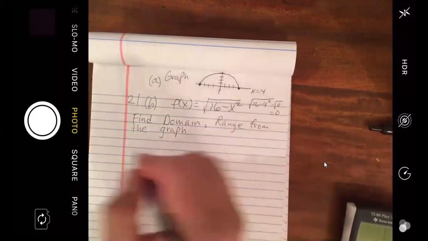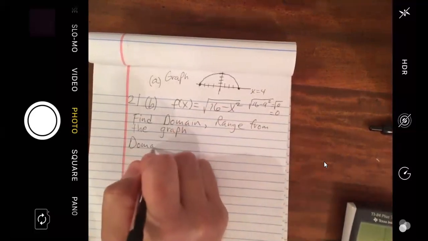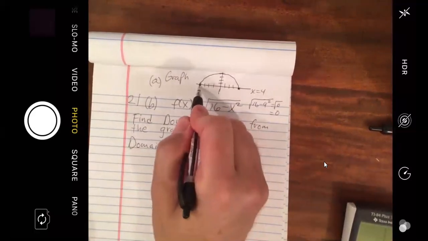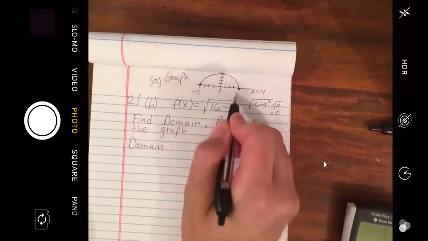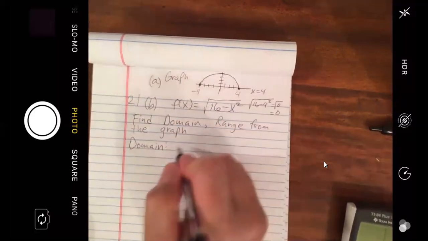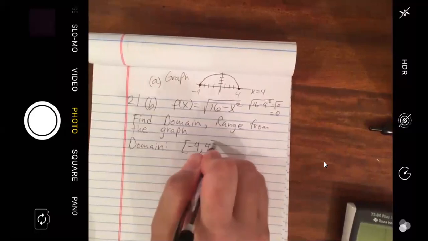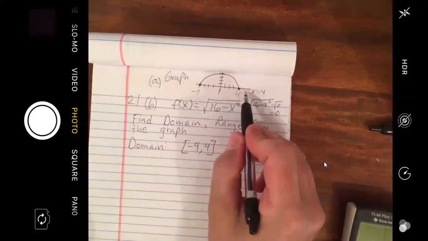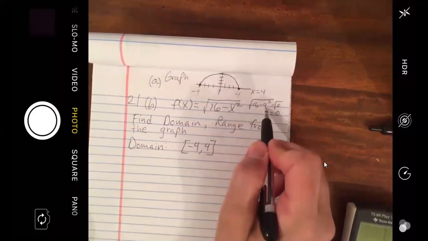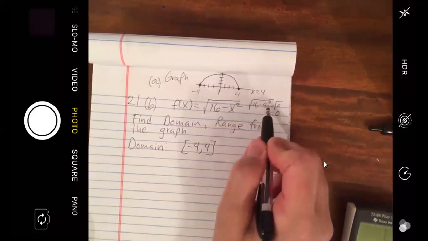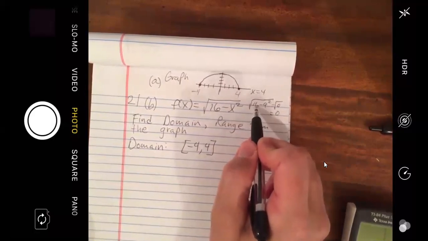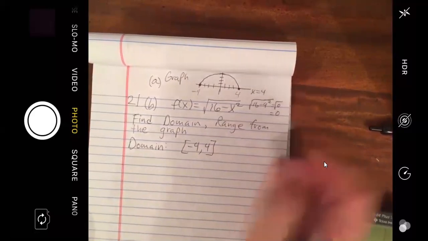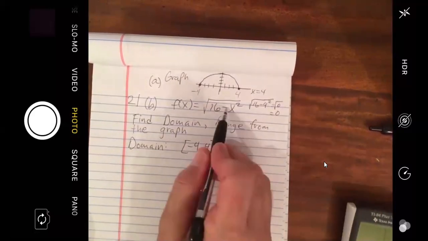Can you then tell what your domain is? Well, this x min is negative 4. X max is 4. You'd be running between negative 4 and 4. You see why you can't use anything bigger than 4? Your number squared would become bigger than 16. That means 16 minus that would be negative. You can't do the square root of a negative. So these are the only legal x values into this from the graph.